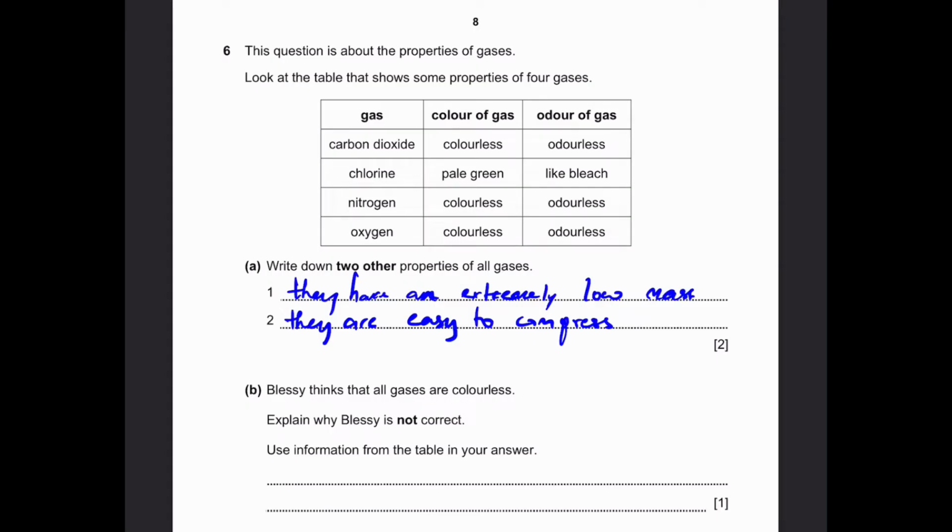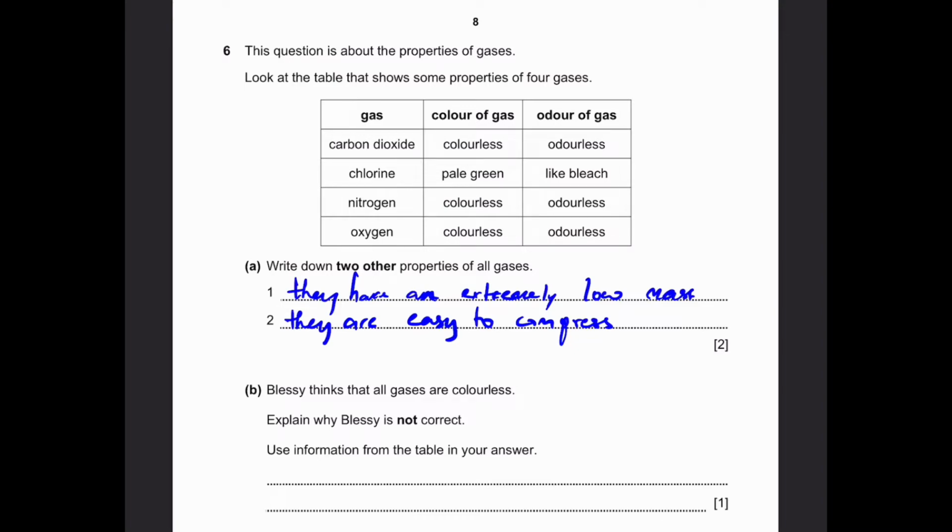B. Blessy thinks that all gases are colorless. Explain why Blessy is not correct. Use information from the table in your answer. We can see that chlorine has a gas color of pale green. This is not colorless, right? Therefore, we can clearly see that Blessy's thoughts are not correct.